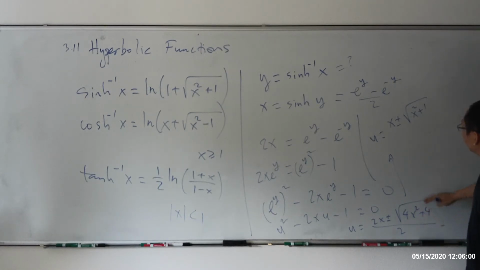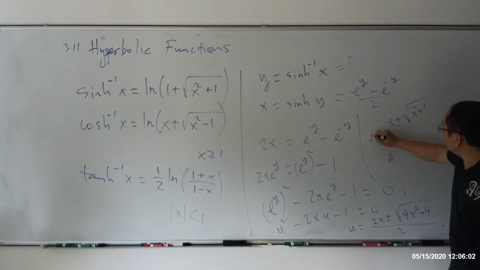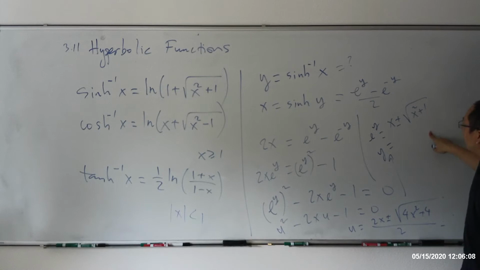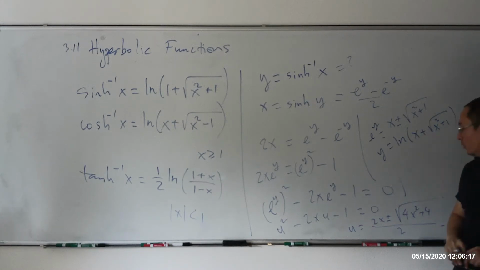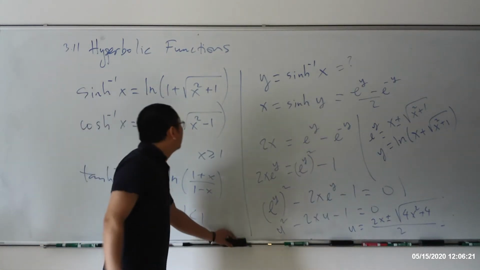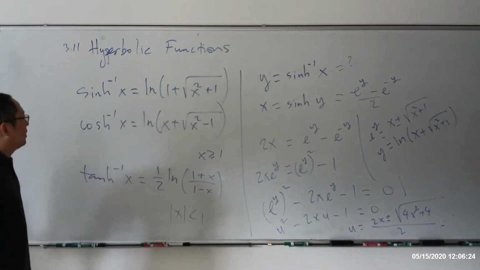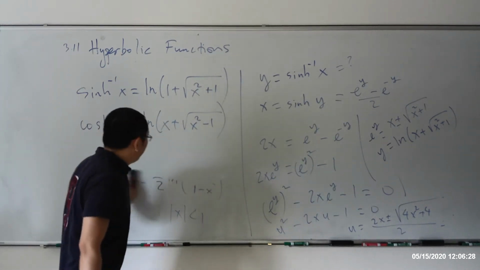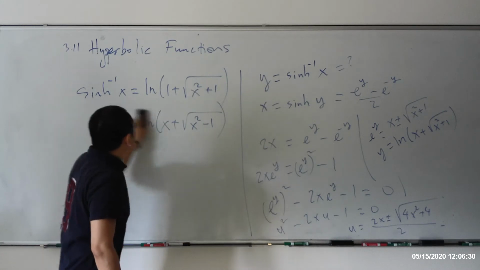That's what I got. And u means e to the y, so y is ln of this. But x minus the square root of x squared plus 1 is a negative number. You don't take it, only take the positive number. So ln of x plus the square root of x squared plus 1, and this is the proof. You do the same thing for cosine and tangent. You have the function. Just write it down somewhere in your notes, or put it in your pocket. This may be helpful. Now let's talk about the derivative of the inverse function.